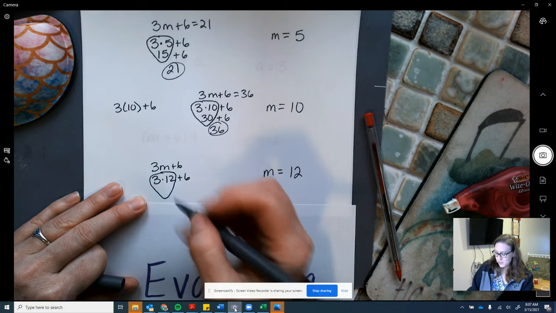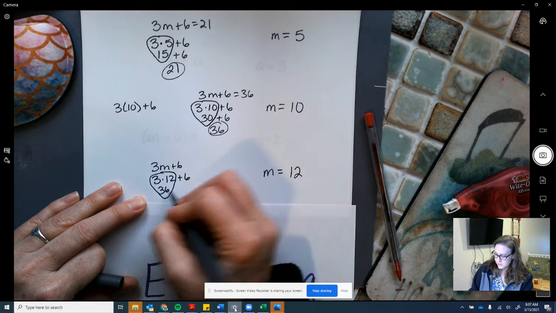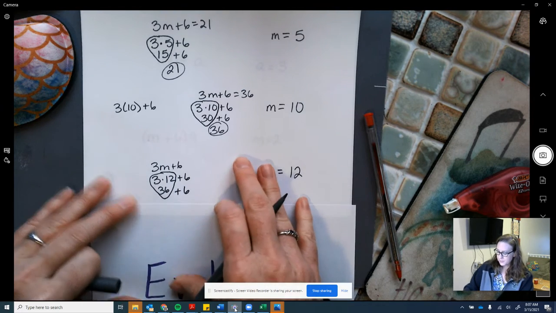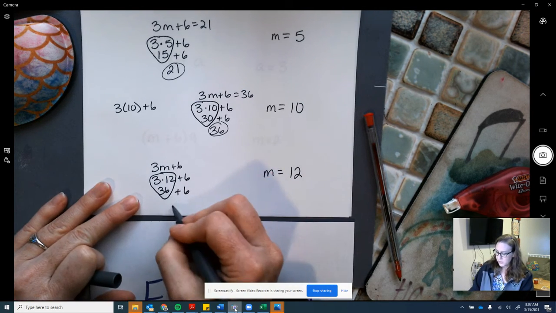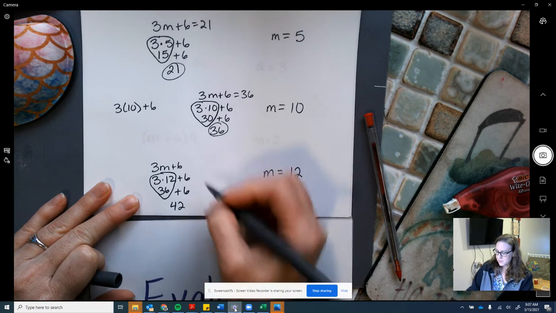We have to do our multiplication first. 3 times 12 is 36 plus 6. All we have left is the addition, so I've got 36 plus 6 is 42.